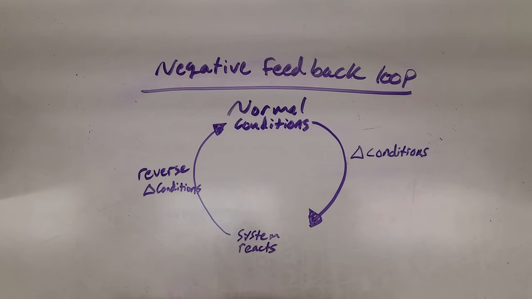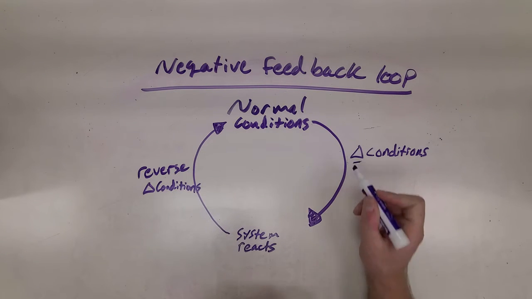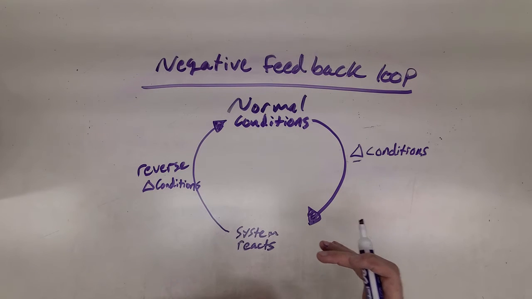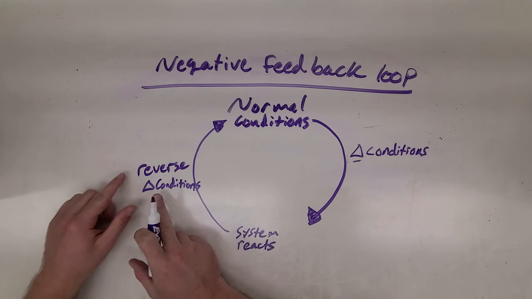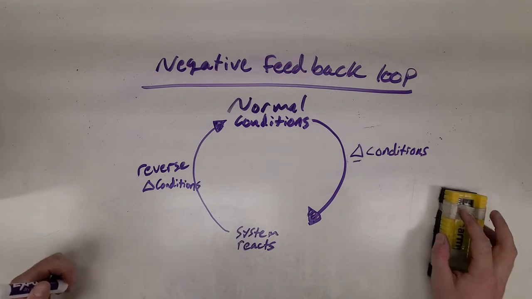Okay, to diagram how negative feedback loops work, they all kind of follow a similar trend. So you start off with your normal conditions. Then there is something that occurs that causes a change in those conditions. That triangle is kind of a physics and chemistry symbol for change in. Once those changing conditions happen, the system, or in this case maybe the human body, will react in order to reverse these conditions and bring us back to normal conditions. Let's go ahead and look at a few examples of the human body and how it maintains homeostasis through negative feedback loops.